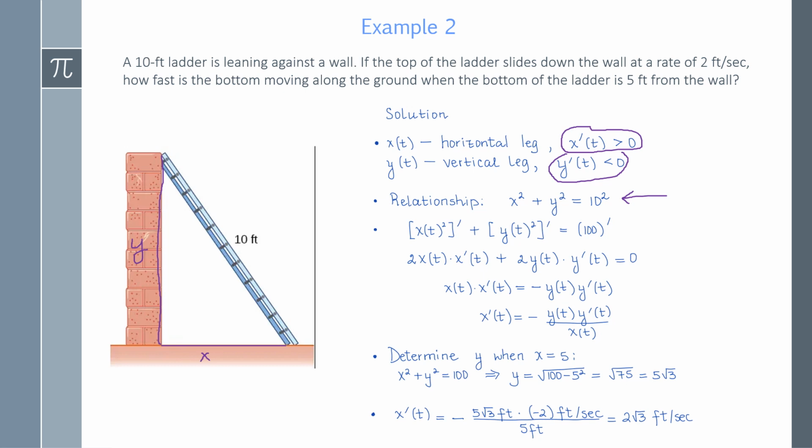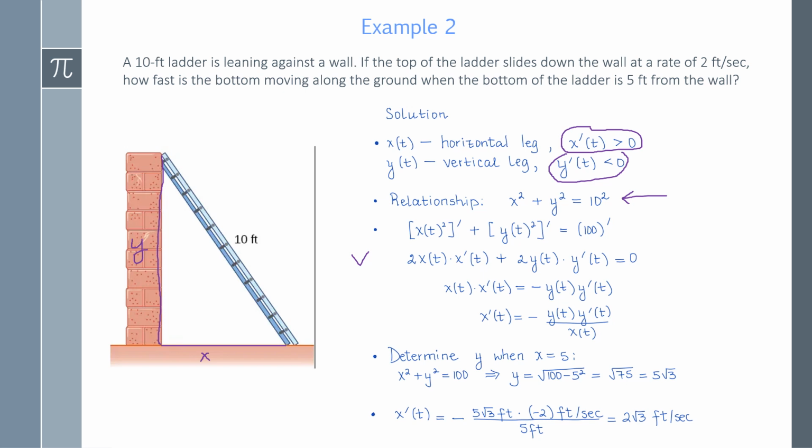Now, also keep in mind that both x and y are functions of t. Okay, so they depend on the time. So the next step is to differentiate each side of the equation. So that's this step right here. I'm applying power rule and chain rule for each of the terms.